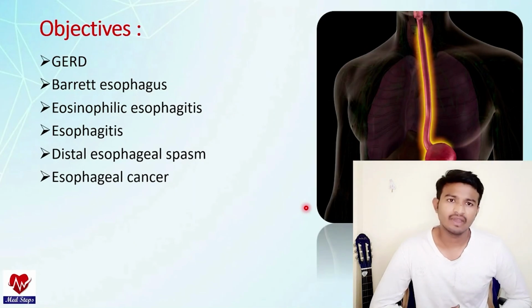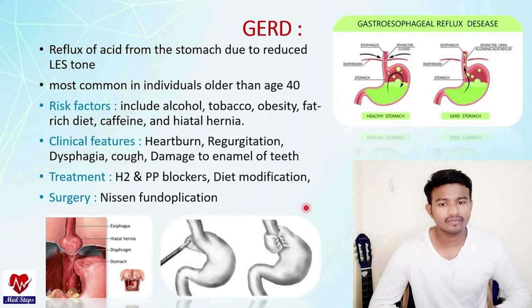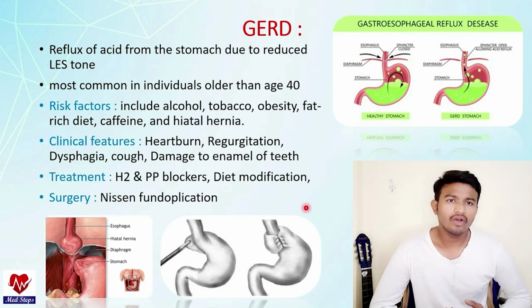First one, GERD. GERD means gastroesophageal reflux disease, Barrett esophagus, eosinophilic esophagitis, distal esophageal spasm, and esophageal cancers. First one, gastroesophageal reflux disease. In this disorder, the lower esophageal sphincter relaxes. It decreases the tone. Why? There is reflux of acid from the stomach due to reduced lower esophageal sphincter tone.